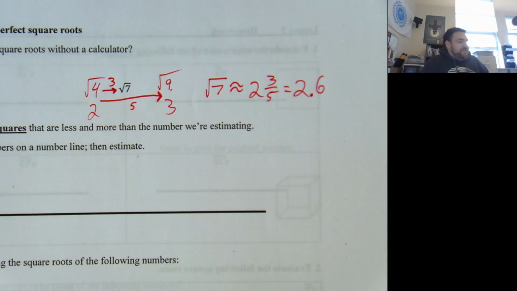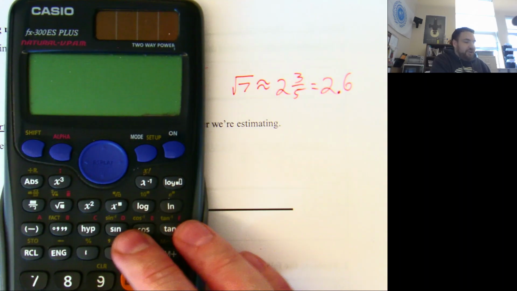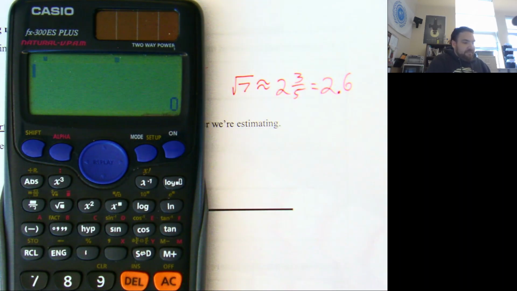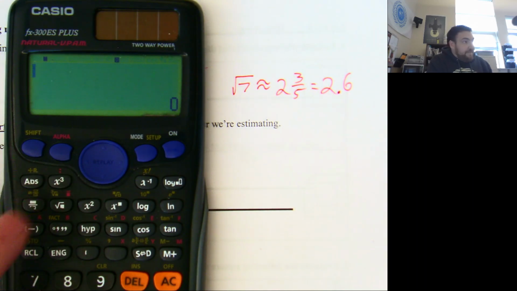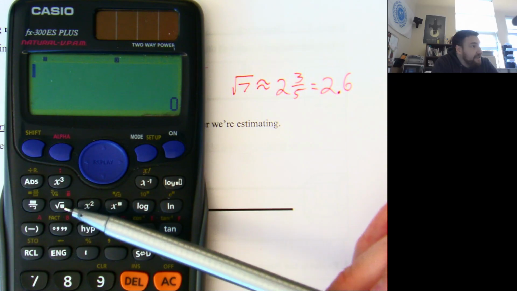I want all of you to get your calculators out now. Find your square root button. Some of you are going to be in different spots. The Casios have a square root button.